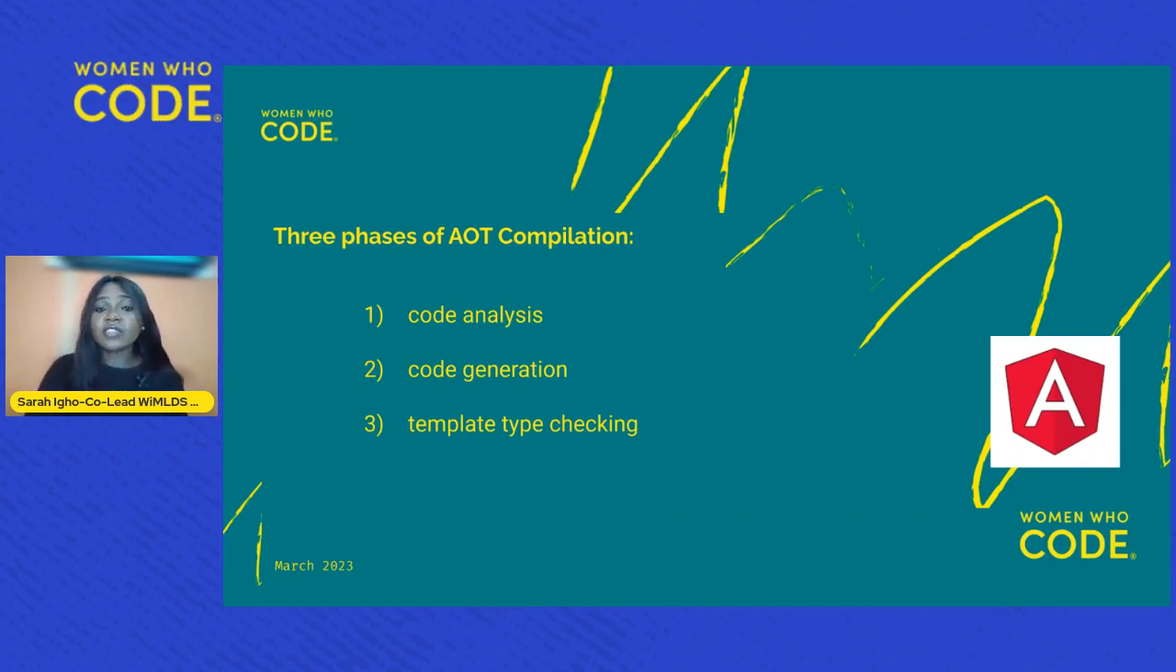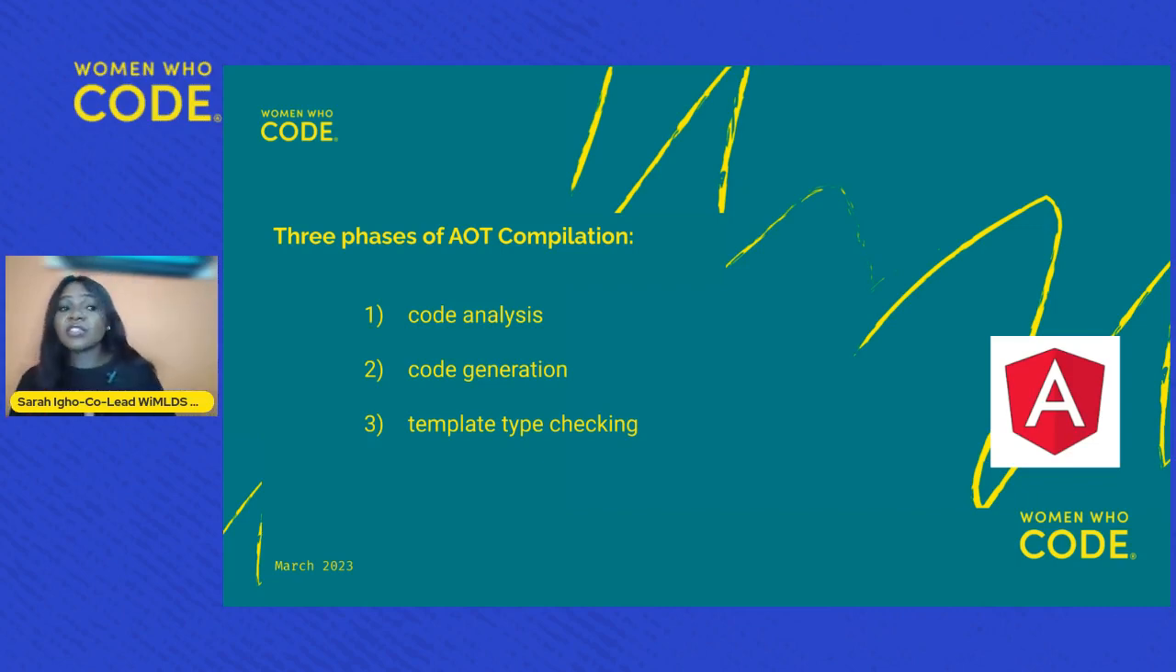So this phase just analyzes your code to detect metadata syntax violations, basically. Then the next phase it moves on to is the code generation phase, where the compiler's static reflector would interpret the metadata collected in the code analysis phase, right? And then it will perform additional validation of the metadata and throw an error if it detects a metadata restriction violation, and then move on to the template type checking.